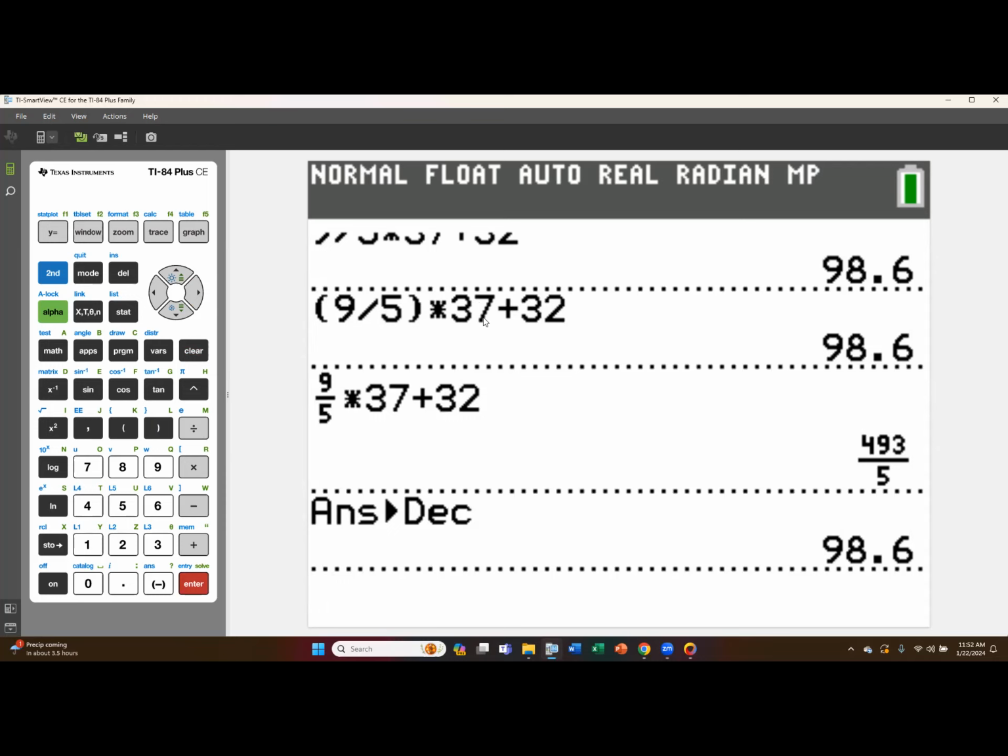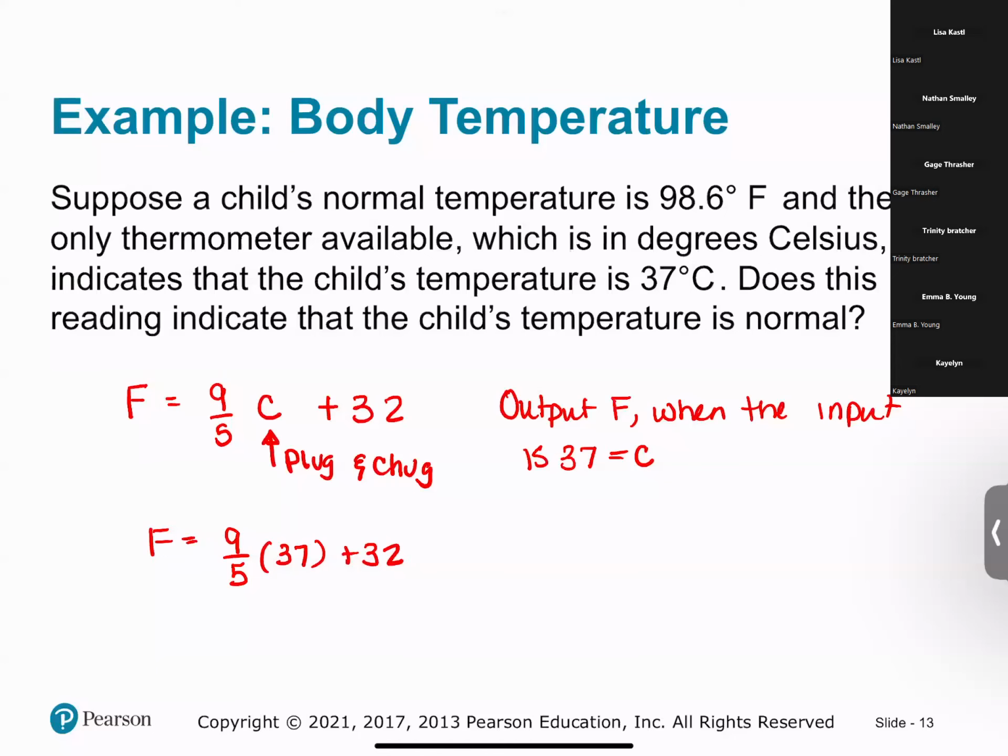So is 37 degrees Celsius a normal body temperature for this child? And the answer is yes, because a 37-degree input in Celsius is a 98.6 degree output in Fahrenheit. So a perfectly normal temperature for this child. Let me stop share. Okay, so this was 98.6, which is normal.